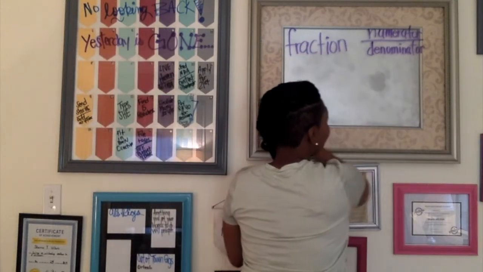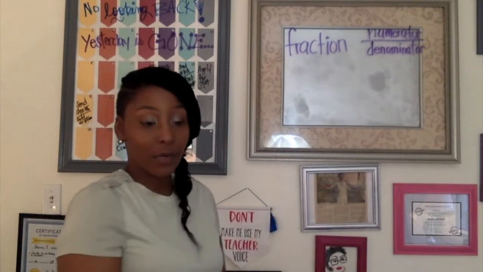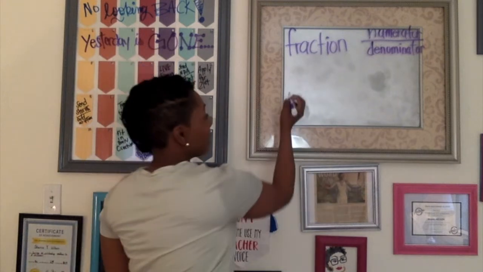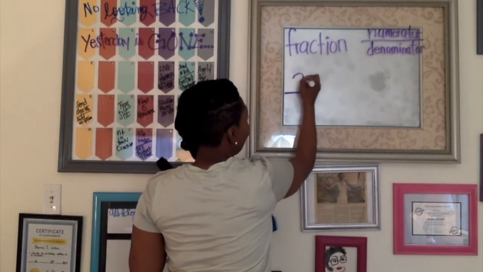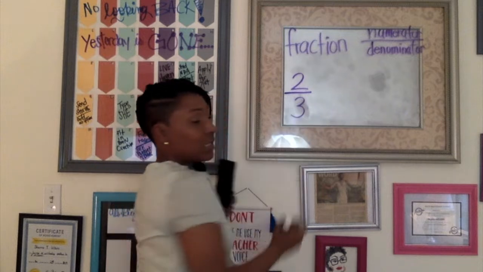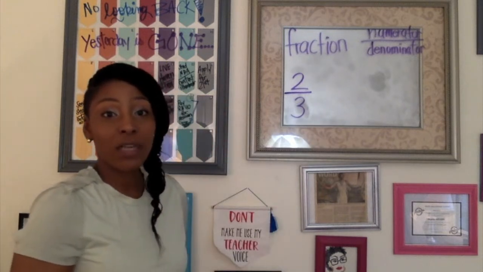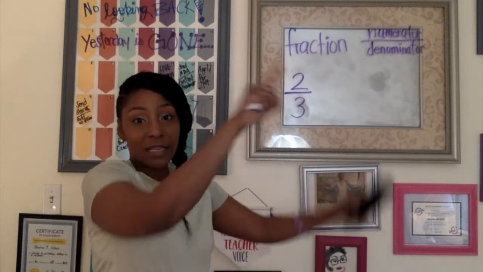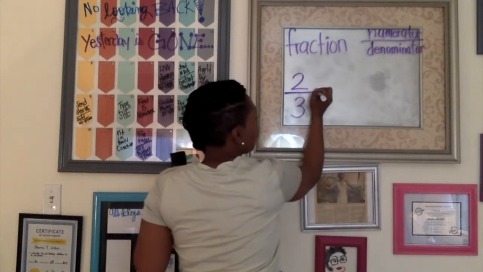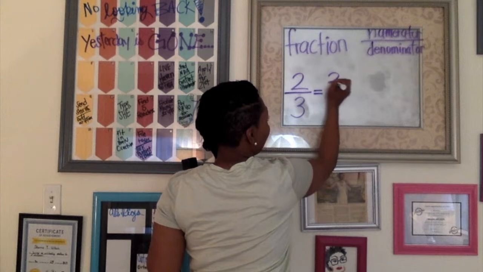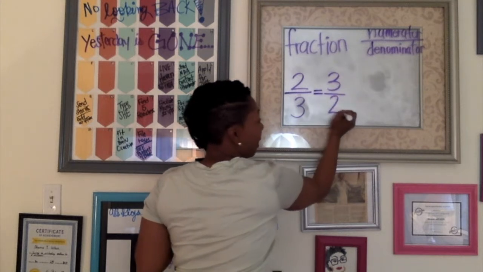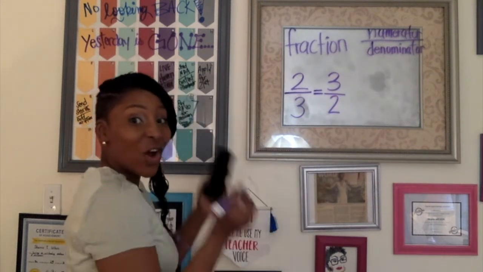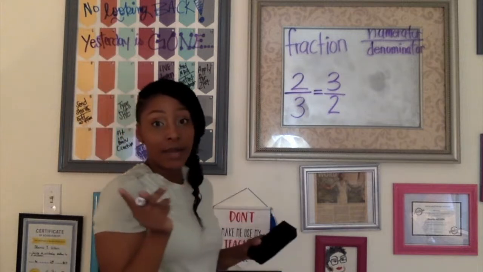So I'm going to write a few fractions on the board. Remember, a fraction has a numerator and a denominator. So let's take the fraction 2/3. We want to find the reciprocal. The reciprocal is made by just flipping the denominator and numerator. So the reciprocal of 2/3 would be 3/2. Let's try another one.